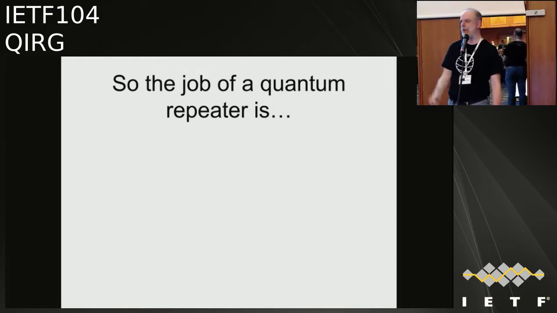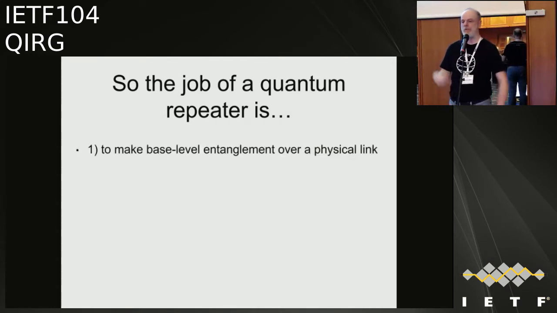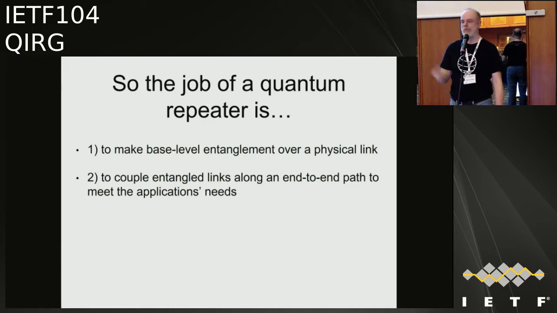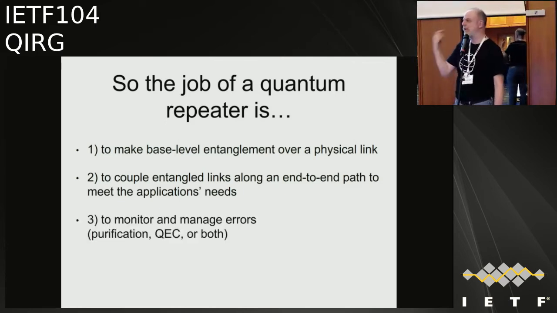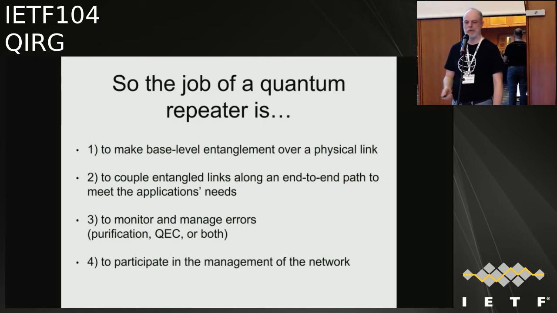So if that's the job of the network, then the job of a repeater in the network, a single individual node, is first to make entanglement over a physical link with some sort of neighbor. Second, to be able to take that entanglement that it has with individual neighbors along a path and use that to create entanglement between two endpoints, so spanning multiple hops. Third, to monitor and manage errors as it goes. We'll look at a couple of techniques. One of the ones we'll talk about the most is what's called purification. There's also quantum error correction. And fourth is to participate in the management of the network itself. So routing protocols and security and path setup and tear down and multiplexing and all those other sorts of things that people in this room know better than anybody.